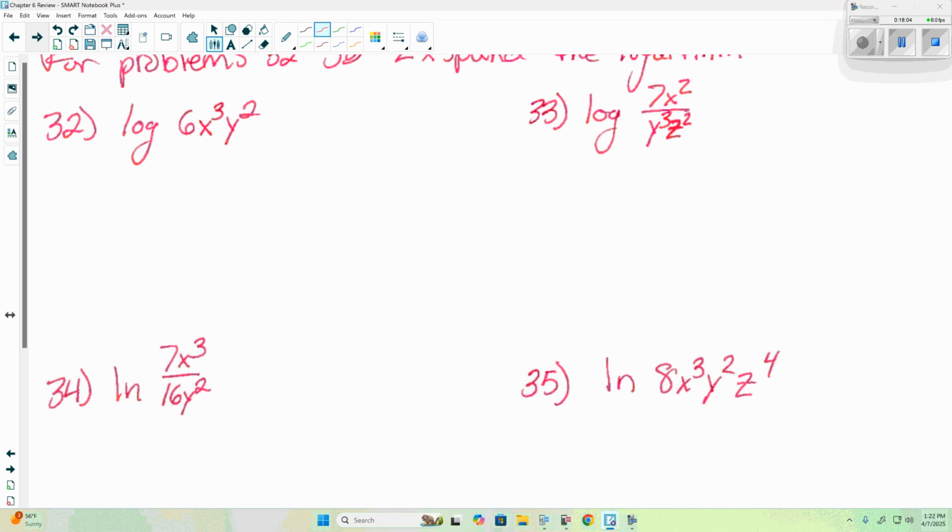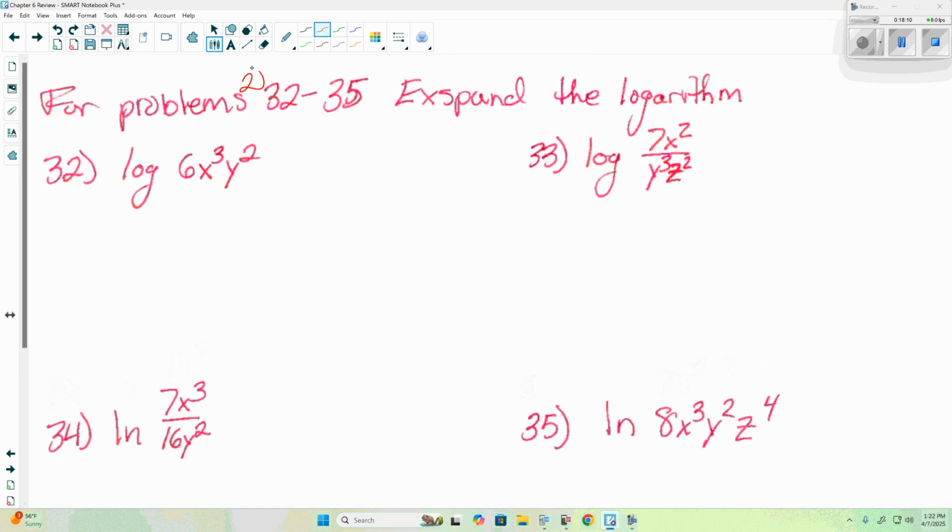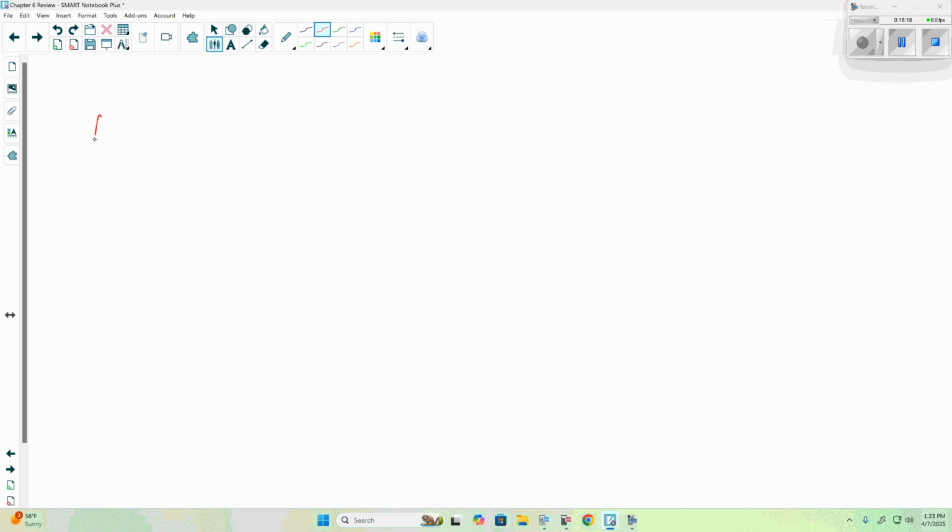Now we have the last 4 that are on the first part of the test. 2 of them are the expand the logarithm. Now, expanding the logarithm has 3 main steps. First one is our quotient. Log base b of m divided by n is equal to log base b of m minus log base b of n.